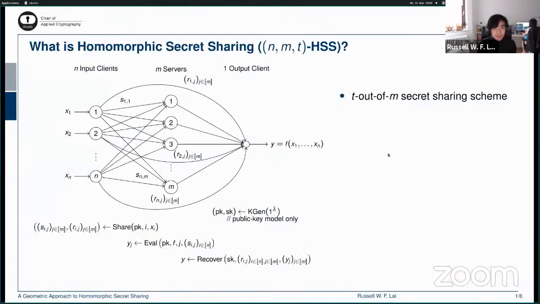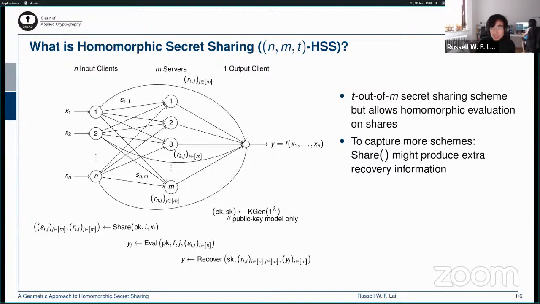So what is a homomorphic secret sharing scheme? In our definition, an N-M-T HSS scheme is first of all a T out of M secret sharing scheme, where N input clients secret share the inputs to M servers. Out of them, T can be corrupt. But additionally, these M servers can evaluate some function on the shares and produce some output shares and send them to another client called the output client. And to capture even more schemes, we allow the share algorithm to produce some extra recovery information, which are also sent to the output client.